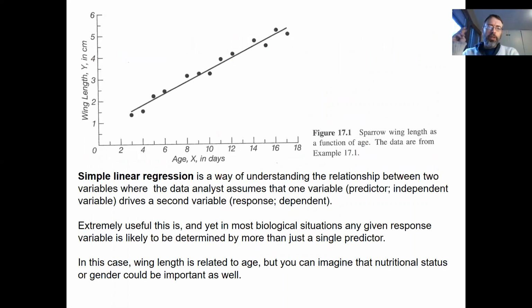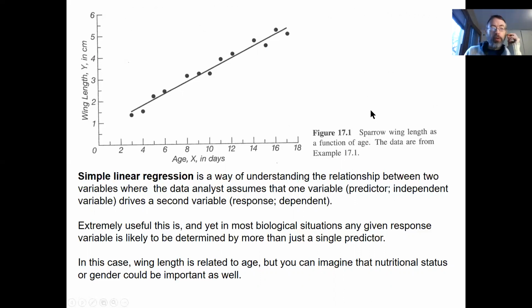Simple linear regression is a way of understanding the relationship between variables where the data analyst assumes that one variable, the predictor or independent variable, drives a second variable, which is the response or dependent variable. I might use those terms interchangeably, so I'll just identify them there for you. This is extremely useful in most biological situations. We also can find other variables. For example, in this case, we have age in days and wing length. This is a bird. So as the birds get older, they get longer wings. That makes sense. Sparrow wing length as a function of age.